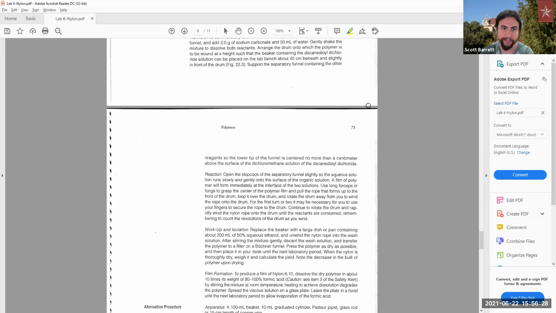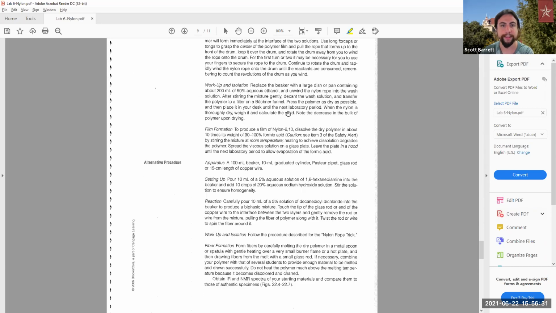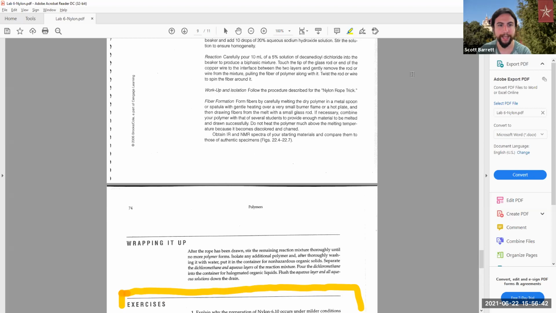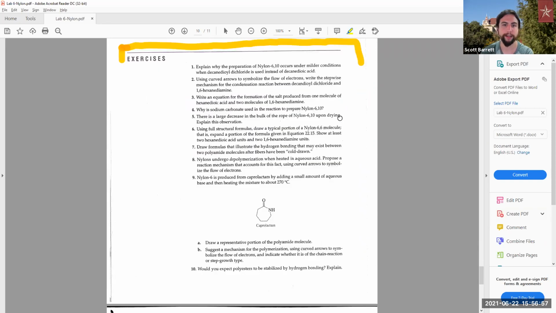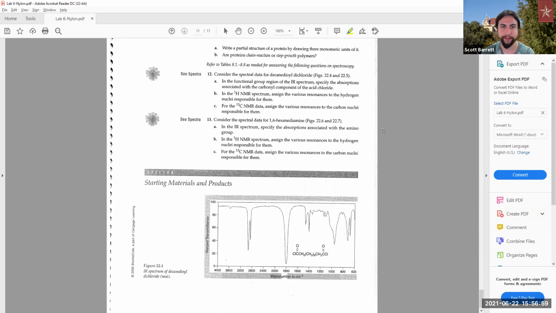I'm not going to read through all of this just to save you time. Additionally, they do have an alternate procedure, which is not required. The only procedure required to have in your lab notebook will be the one that's performed in our video. And finally, make sure that under the exercises, this is your post-lab questions, okay? Make sure that this is at the end of your lab notebook before or after your conclusions. And that's going to be it for this part.